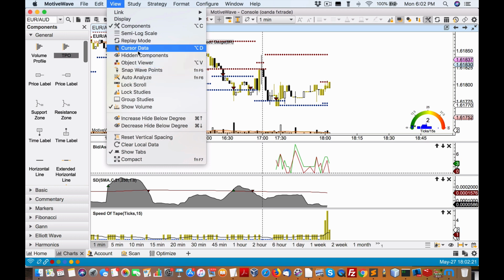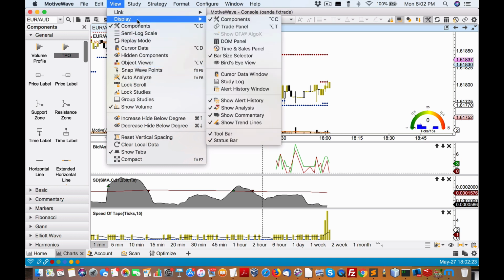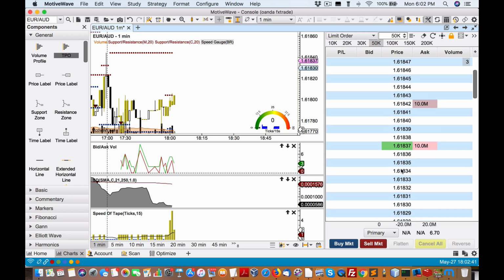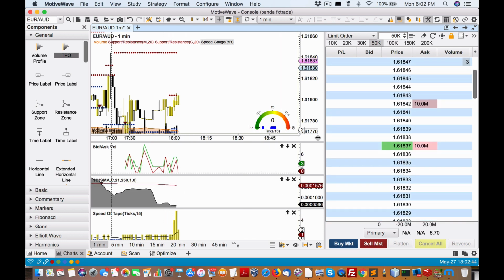So let me just see what we can study here. Panel right here, the DOM. I will tell you, okay, so this is limit orders. So right here at this price at 161, look at that. So right now, our ask is much higher than the bid.